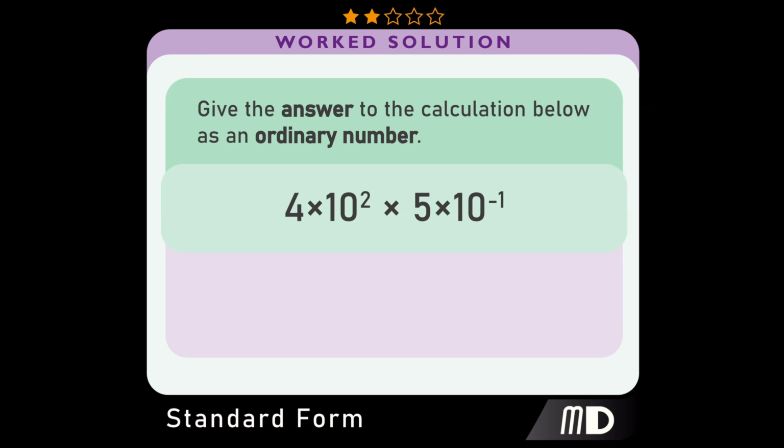Now, in this video, we're going to answer the following question. Give the answer to the calculation below as an ordinary number. And the calculation we're asked to perform is 4 multiplied by 10 to the power of 2 multiplied by 5 multiplied by 10 to the power of minus 1.